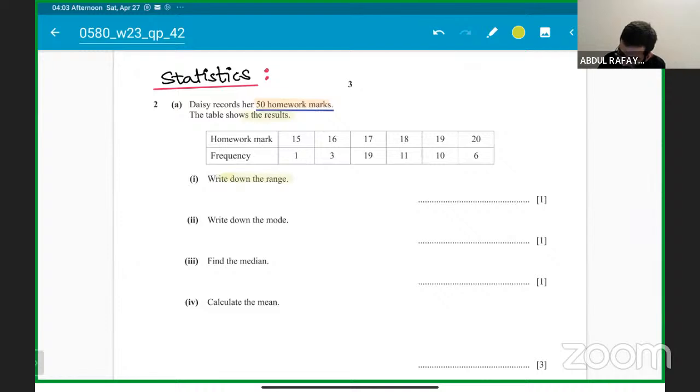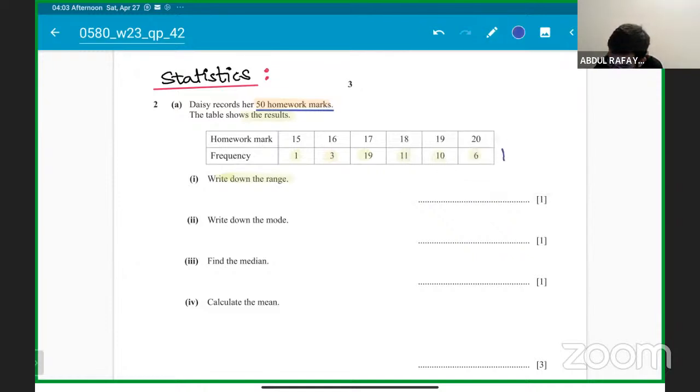So what we can say is that there are 11 tests in which she has got 18 marks. Guys, getting it? There are 11 tests. Is everyone getting it? आप इन सबको ऐड करेंगे तो there will be 50 tests, okay? ये इनके 50 homework के marks हैं. Is everyone getting it? ये सारे homeworks हैं.